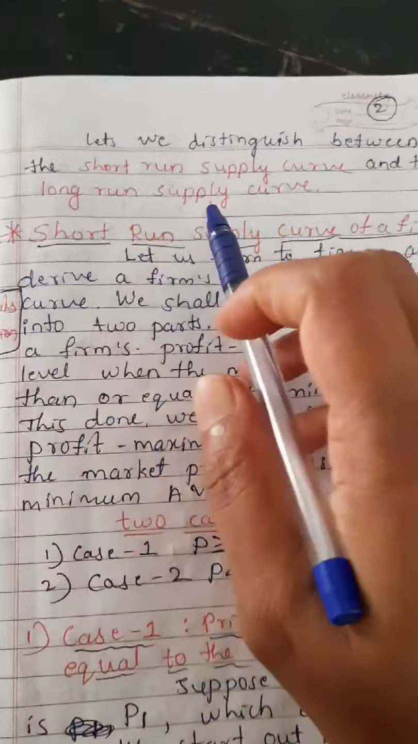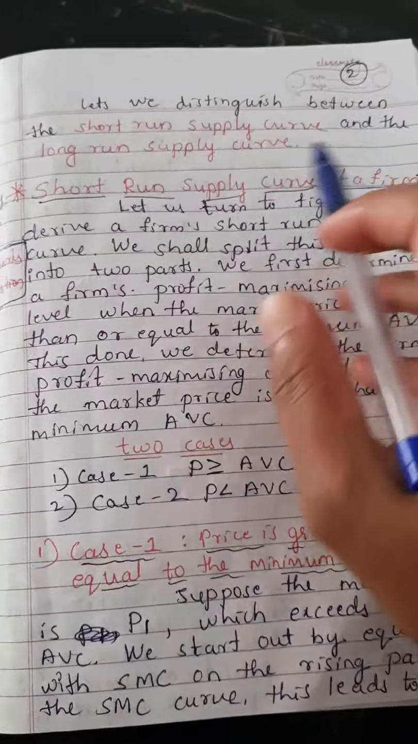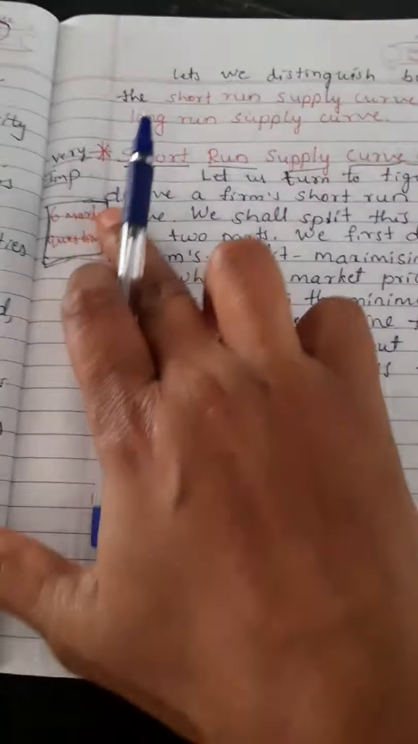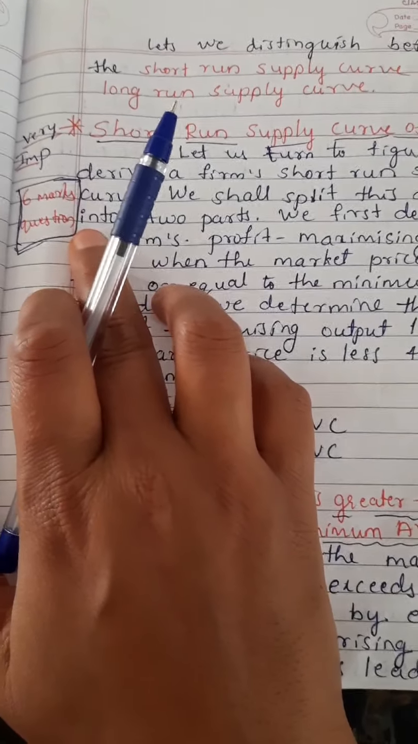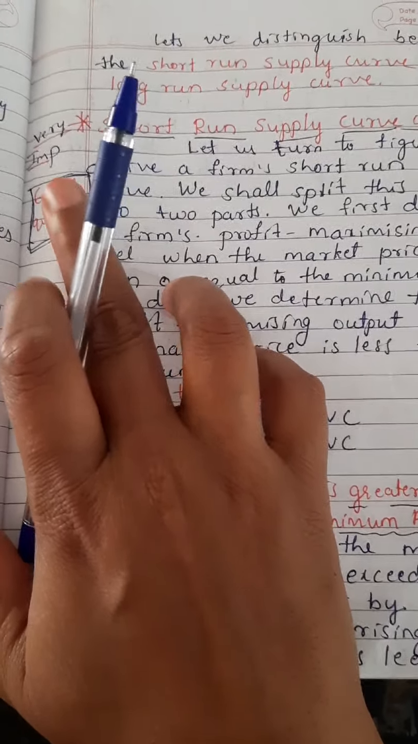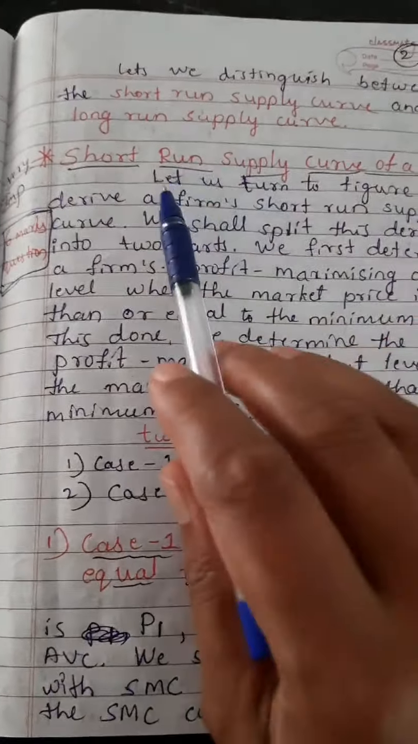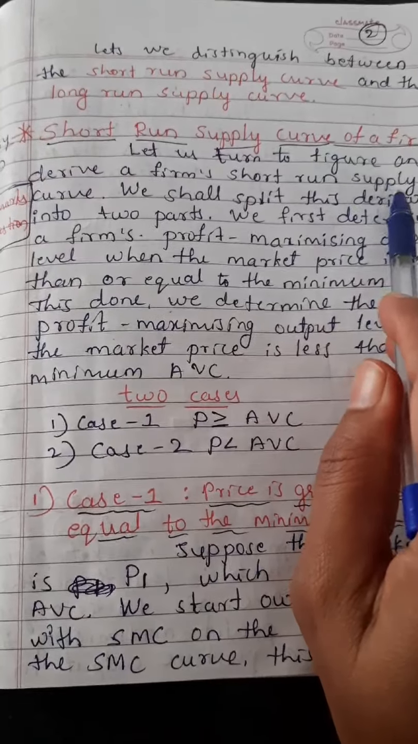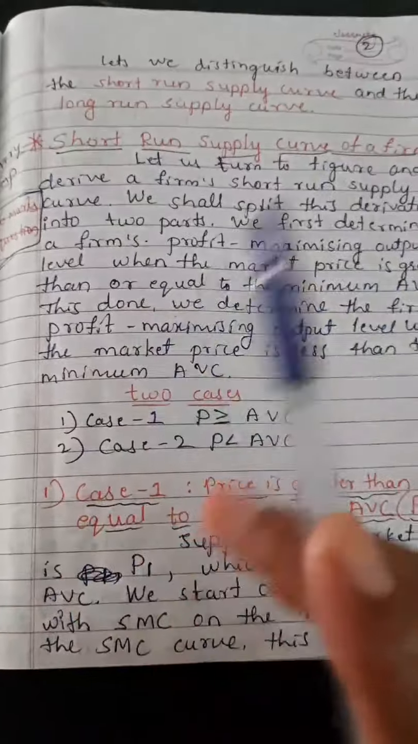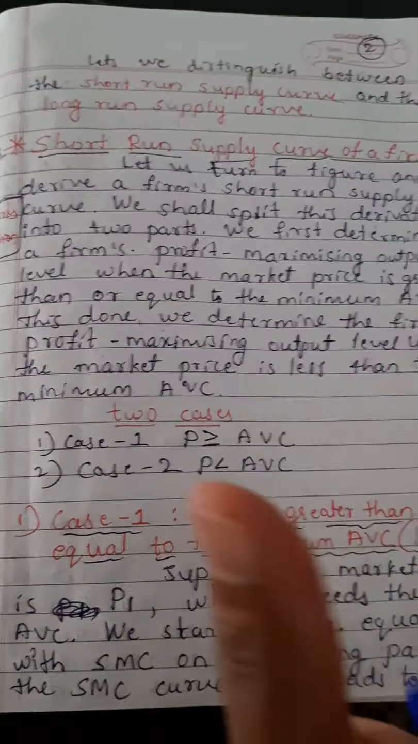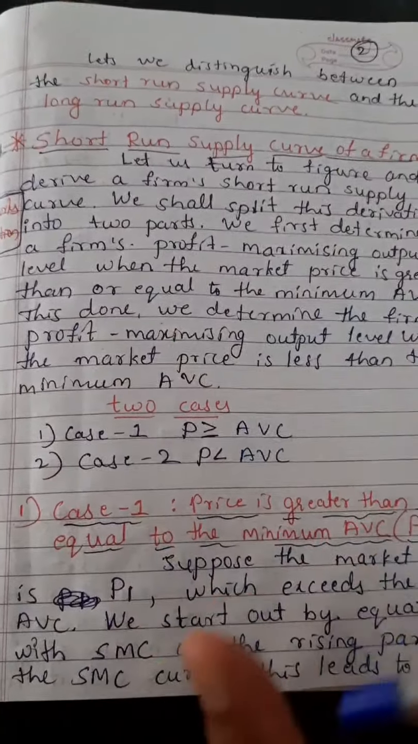Let us distinguish between the short run supply curve and the long run supply curve. Here the short run supply curve is very important, it is a 6 marks question. In the last annual exam they asked this question for 6 marks, only short run, not long run, only the short run supply curve of a firm. Short run means a limited period, not the long run. Here short run means 3 months or 1 year of production.